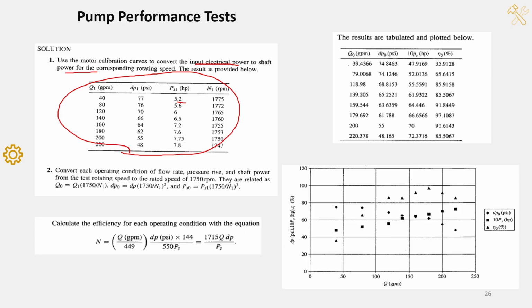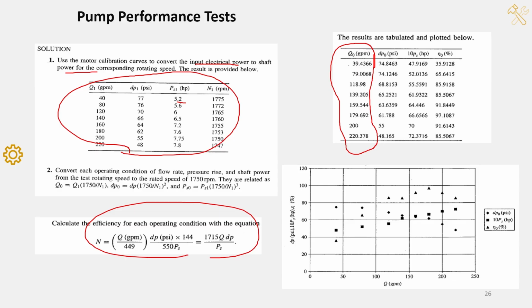which is here. Okay, so we used the similarity laws, and then we calculated the volumetric flow rate that corresponds to the rated speed. Like we have said that we want to get the performance curves at a rated speed of 1750. So this table corresponds to a rated speed of 1750 RPM, and that's it.